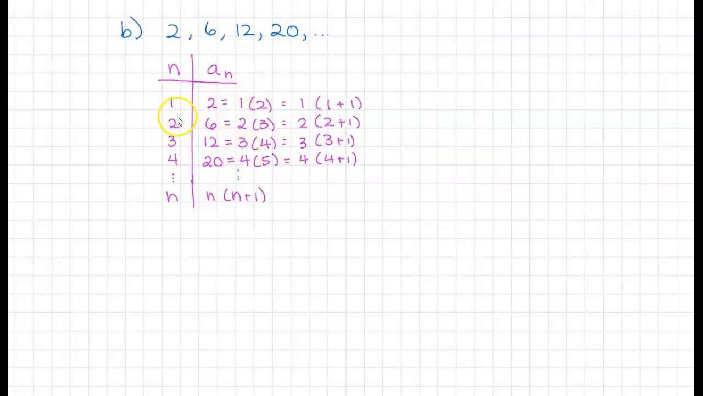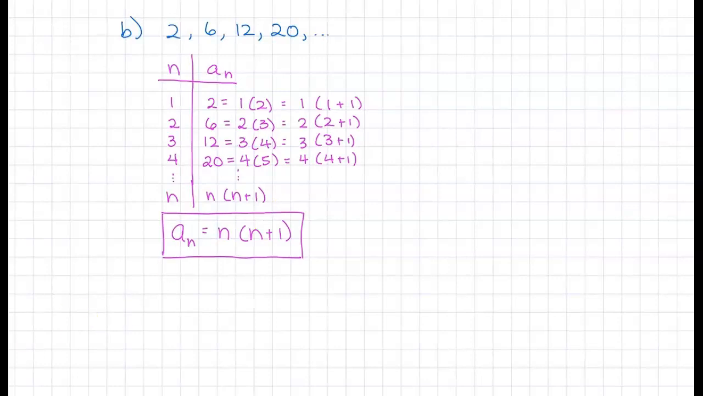And hey, wait, 1, 2, 3, 4, 1, 2, 3, 4. So these first factors just match n, and each one of these is just one more. So you could think of it like this, the first factor matched n, and the second factor was just one more. And so once you have that, you don't actually have the explicit formula yet, but you're on your way. All you have to do now is write it out. So the nth term is n times n plus 1, and you got it. So sometimes they take a little bit of playing around with before you can see what the pattern is. So they get a little tricky sometimes. All right.